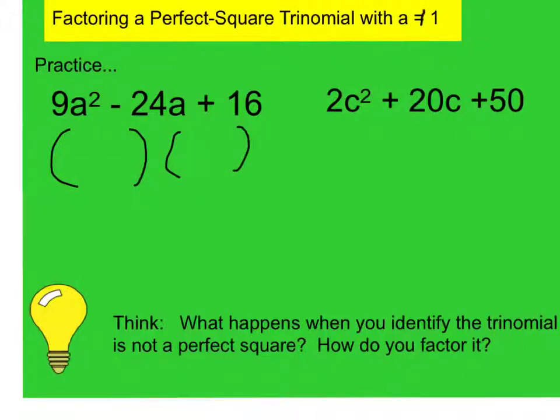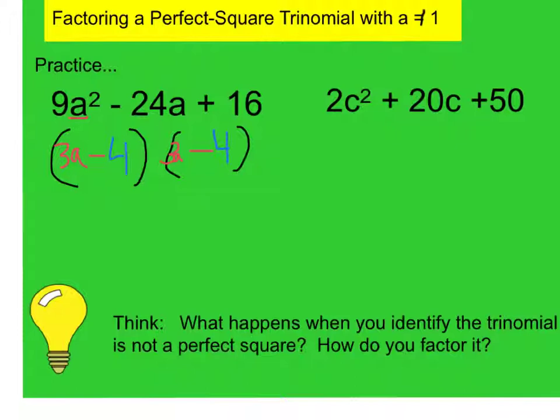The next thing I noticed is the middle is negative, but this is positive. So that tells me that there's two minus signs here. So I'm going to go ahead and square root 9, and the square root of 9 is 3, and the square root of a squared is a. I'll write that in both parentheses. Next, I'm going to square root 16. The square root of 16 is 4, and I'll write that in both parentheses.